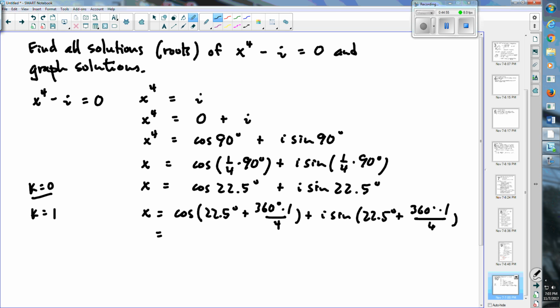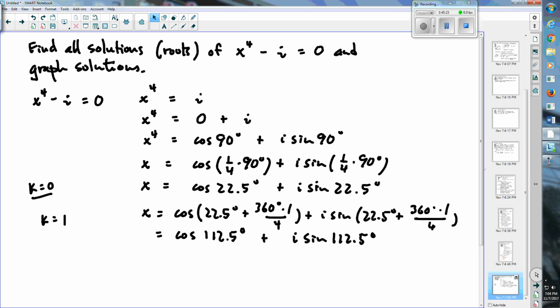Let's clean this up. So we get x is equal to the cosine of 22.5 plus 360 over 4, which is 112.5. So it's going to be 112 and a half degrees plus I times the sine of the same 112 and a half degrees. Okay, let me just move this down a bit. This here, k is equal to 1. So there's when k is equal to 1.